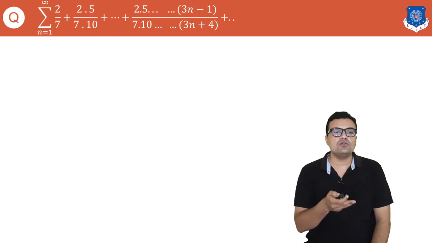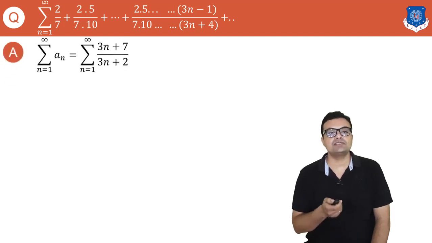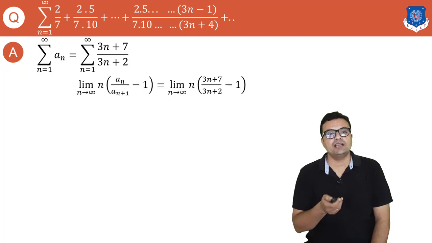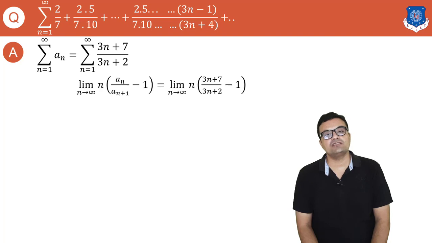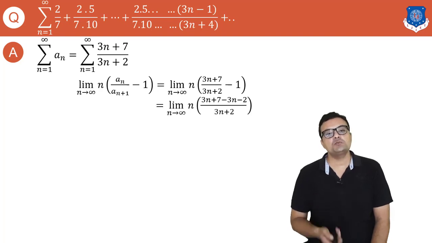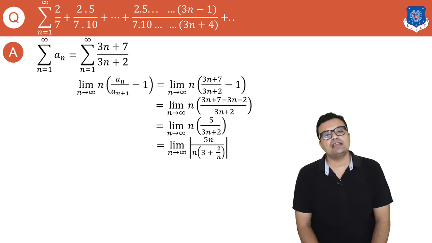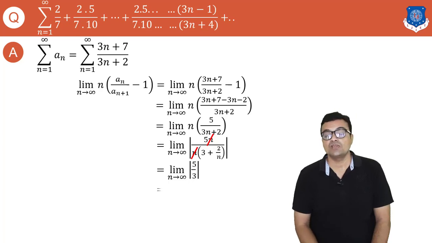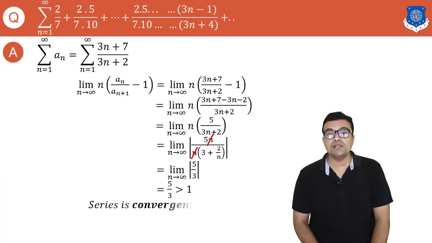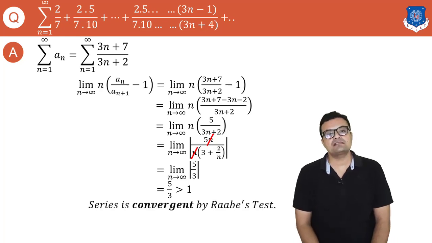So now whenever your ratio test is failing, you should always check its extension, which is Raabe's test. So in this case, now I am going to consider our second part, which is Raabe's test. So here I am taking n times an upon an plus 1 minus 1 with n tends to infinity. If I simplify this numerator, it gives me 5 upon 3n plus 2 multiplied by n, and then in denominator I am taking n outside, so it will result into 5 by 3. If I take this value 5 by 3, then it is greater than 1. This simply means that by Raabe's test, this series is convergent.